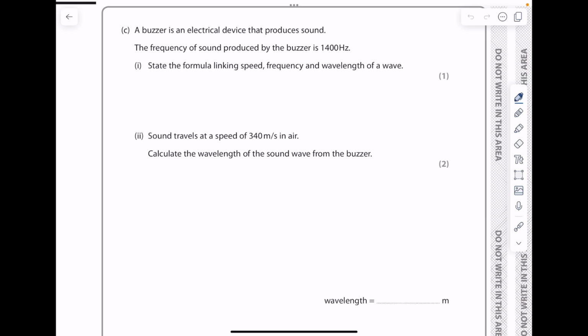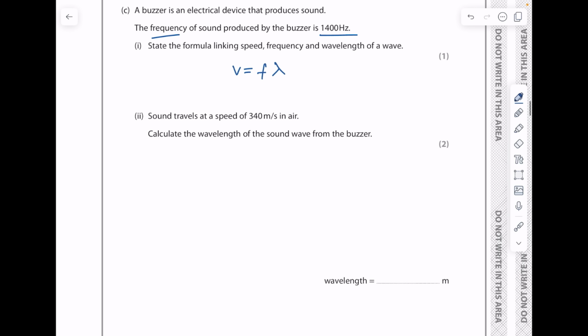A buzzer is an electrical device that produces a sound. The frequency of a sound produced by the buzzer is 1400 Hz. State the formula linking speed, frequency and wavelength. Wave speed equals frequency times wavelength. Sound travels at the speed of 340 meters per second in air. Calculate the wavelength. It's up to you if you rearrange first.